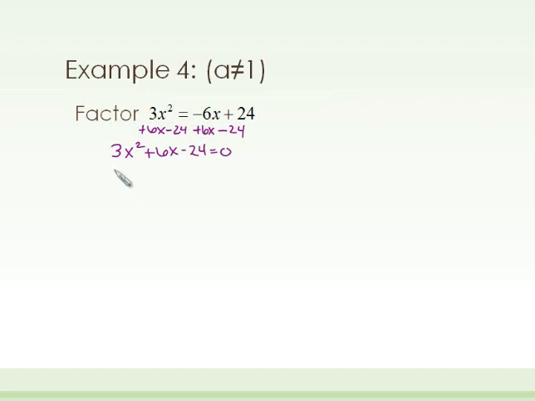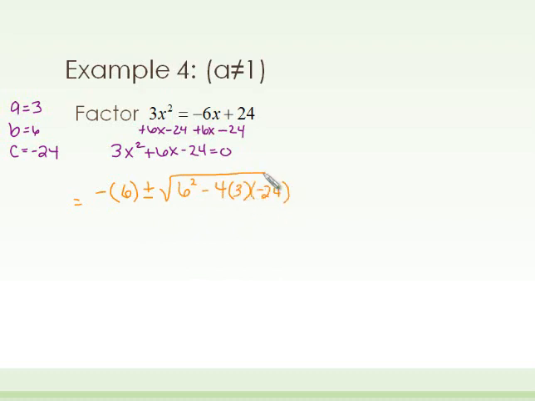So a is 3, and I'll write these off to the side. B is 6, and C is negative 24. So let's plug these in. Our quadratic equation says negative b, which is negative 6, plus or minus the square root of b squared, which is 6 squared, minus 4 times a, which is 3, times c, which is negative 24. All divided by 2 times a, and a is 3.